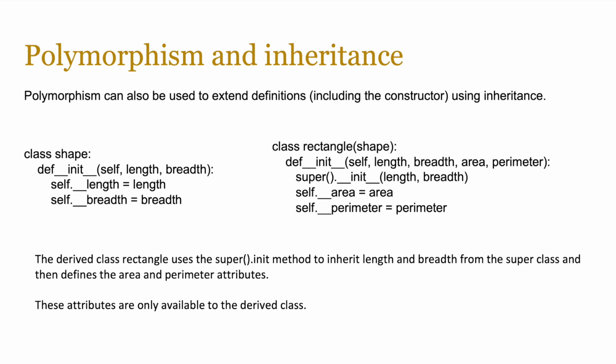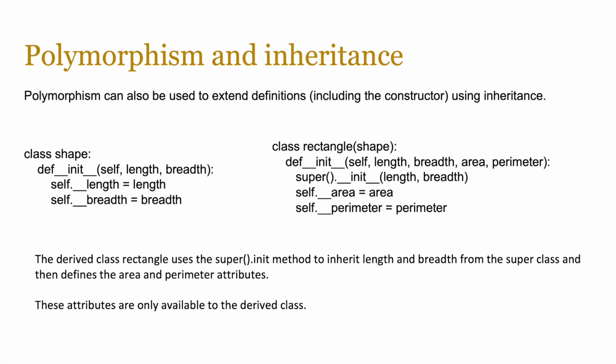Another way to extend the constructor is to use the super().__init__ approach, where we can extend the parent class's constructor by adding extra attributes. And this is very useful when you're coding in Python. And I think there was an exam question in the past that asked you to extend the constructor by adding extra attributes. And this is the method that you would be using in code.